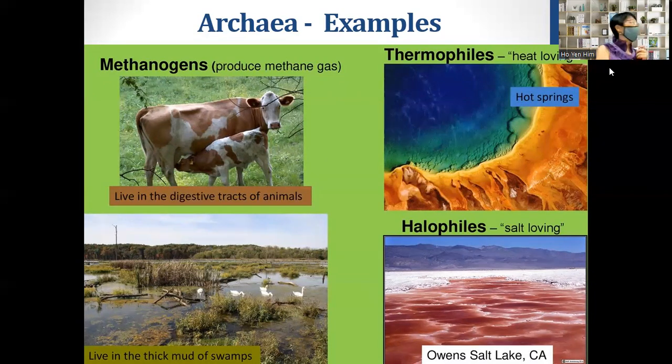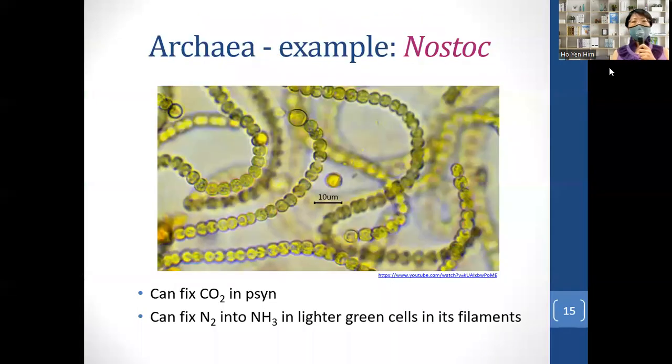Then they can live as halophiles. Halo means salt loving. So they can live in areas where there is a very high concentration of salt, yet they can survive. Like the Owen salt lake, that means the lake is very, very salty, okay, but they can still survive. So these are the examples of Archaea, the extremophiles.